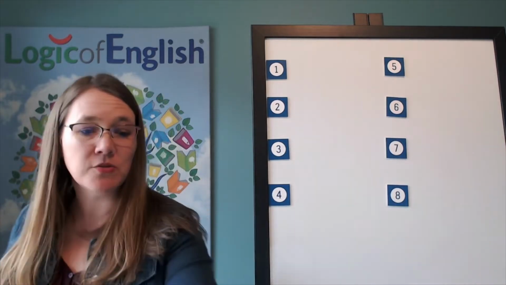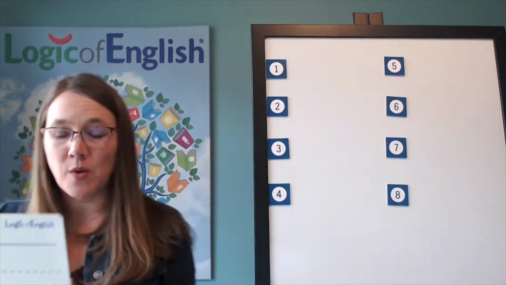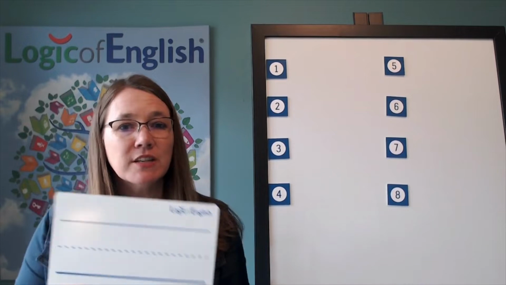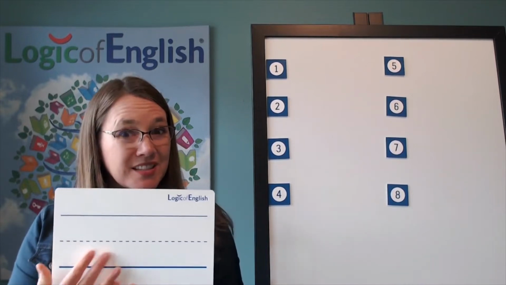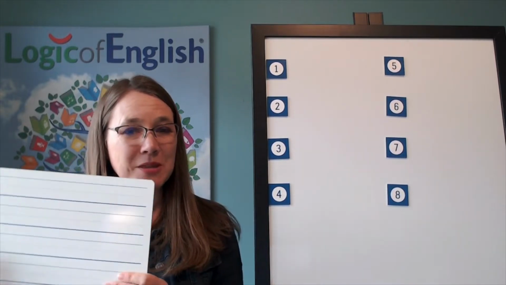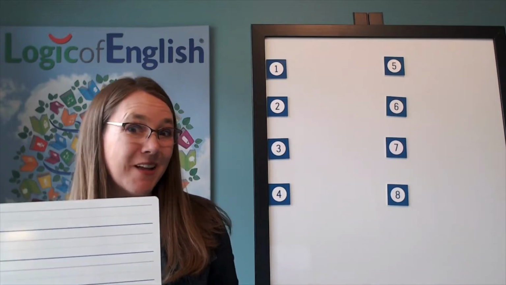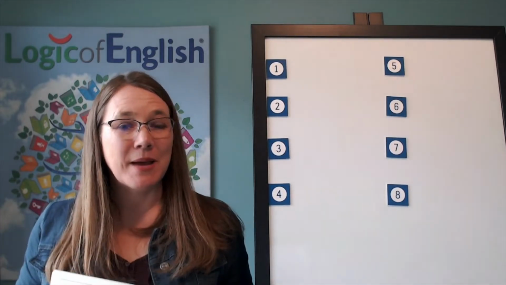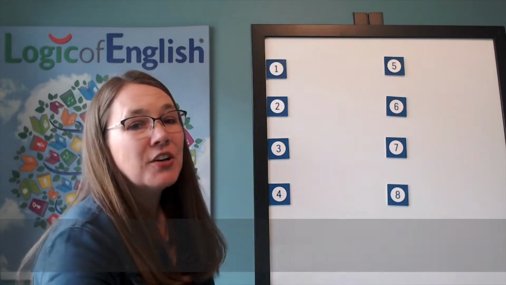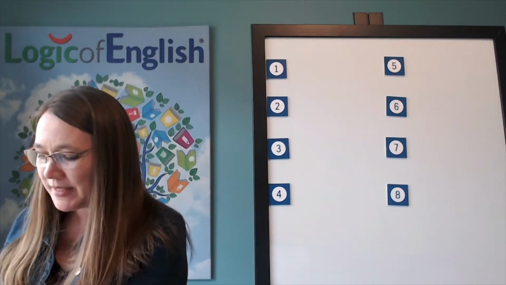Or the other way you could do this is you could use a whiteboard. If you're using the Logic of English whiteboard, you could write the words here, or you could write them on the back and be able to write all 8 of them on the back side. So to get started, you will either need that page or a whiteboard, or you could just use a piece of paper.